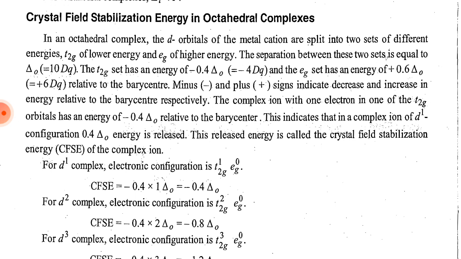The complex ion with one electron in one of the t2g orbitals has an energy of minus 0.4 delta 0 relative to the barycenter. This indicates that in a complex ion of d1 configuration, 0.4 delta 0 energy is released. This released energy is called the crystal field stabilization energy, CFSE, of the complex ion.